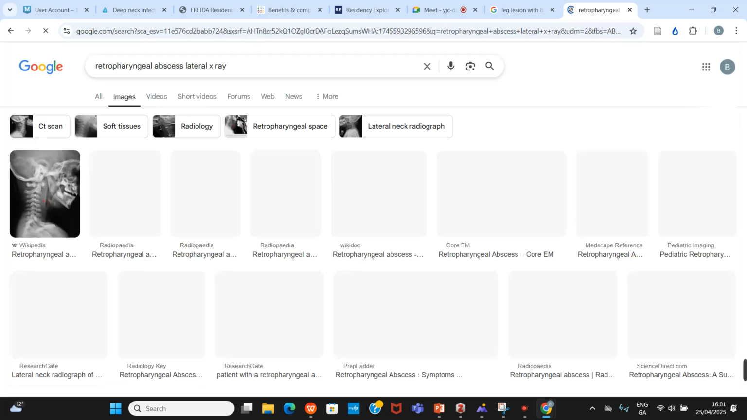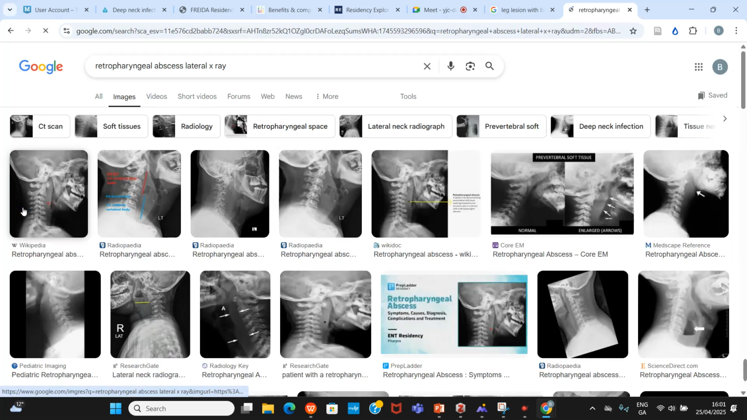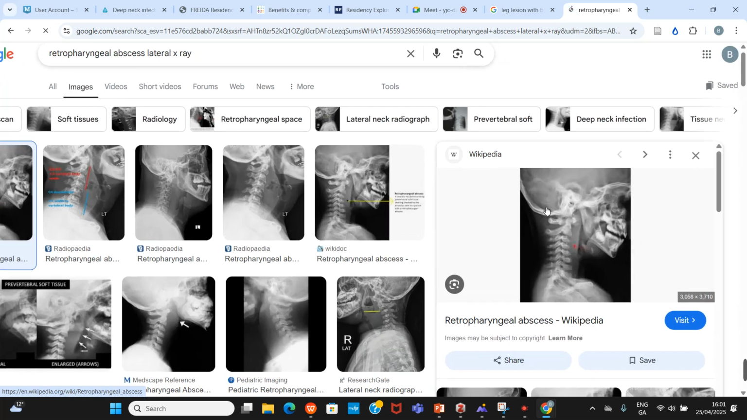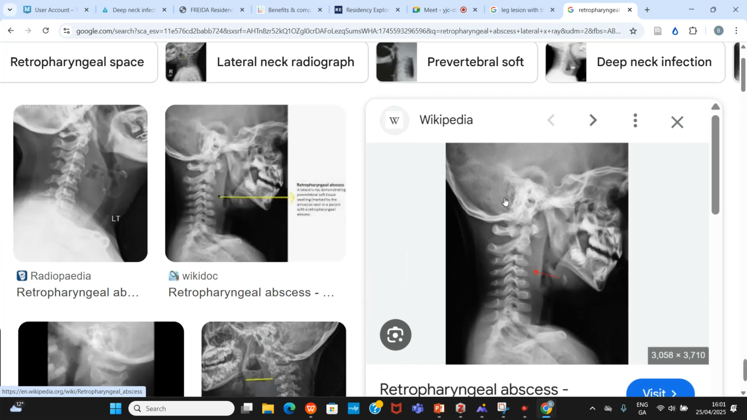So if you look at this x-ray now, this is a lateral x-ray showing us the anterior-posterior dimension, and we can see that this part looks thicker than the corresponding vertebrae. So you can easily say that this person is likely having a retropharyngeal abscess.